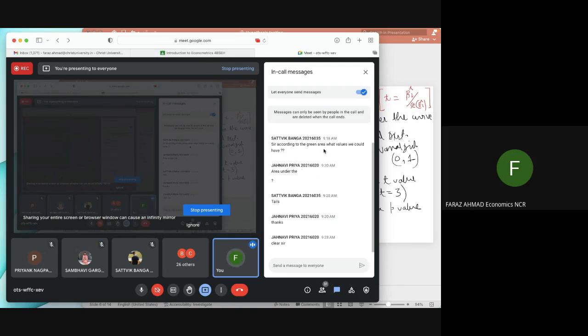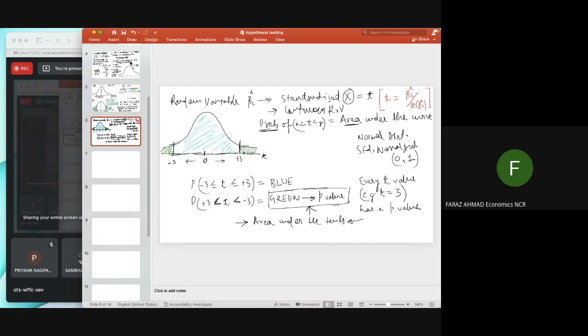So according to the green area, what values could we have? Area under the tails. Okay, clear. All right. So if you have any question, you can ask. All right, so that's great.